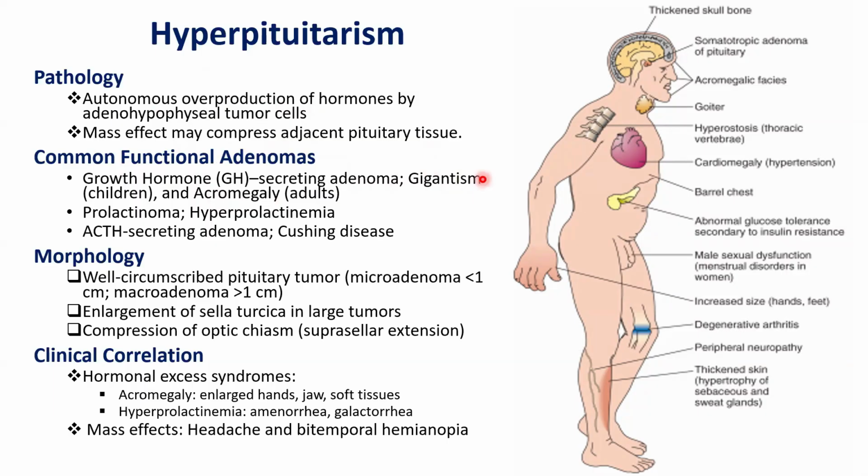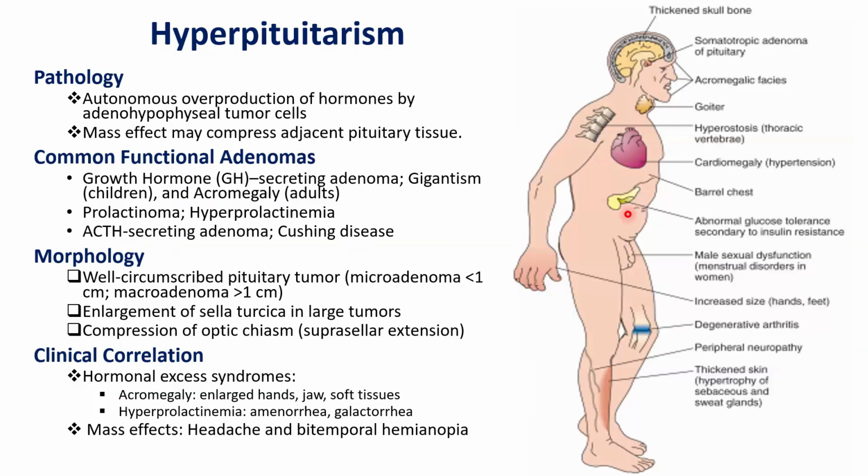The person becomes so big. If these growth hormone tumors occur in children, the child will develop gigantism, becoming very big. And if these adenomas occur in adults, they will lead to acromegaly. Other tumors that you can have are prolactinoma, leading to overproduction of breast milk, that is hyperprolactinemia. Then also you can have tumors that affect ACTH cells, leading to Cushing's disease. And we'll appreciate that.